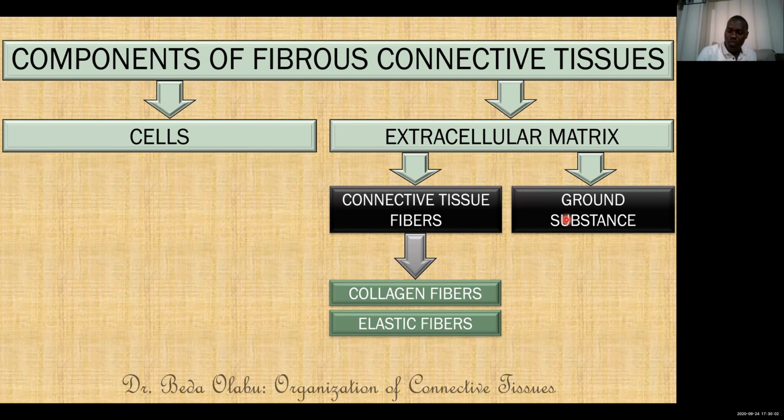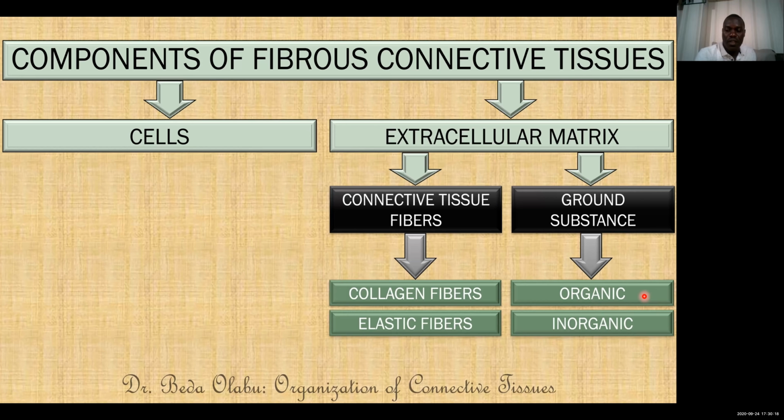For ground substance, the ground substance is a gel. This gel may contain organic substances, but may also contain inorganic substances. In tissues such as bone, the inorganic substances are a lot, in the form of calcium and phosphate that constitute mineralization of the matrix. Let me leave the ground substance to that level. There's a lot to say here, but a lot of it is molecular and biochemistry. I don't think it's necessary for us. Let's talk about this side.